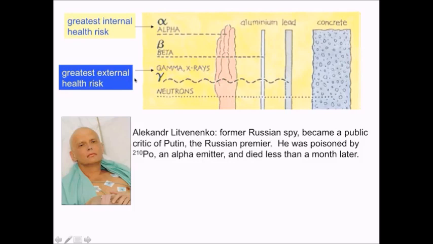Now, the greatest external risk are gamma rays and X-rays and neutrons. They can penetrate the skin and cause all sorts of damage. Usually they cause damage by creating what we call free radicals, which are fragments of molecules that are looking to bond to things, and they can also create ions. And that usually leads to cancers. So gamma rays and X-rays can be very dangerous in that respect.